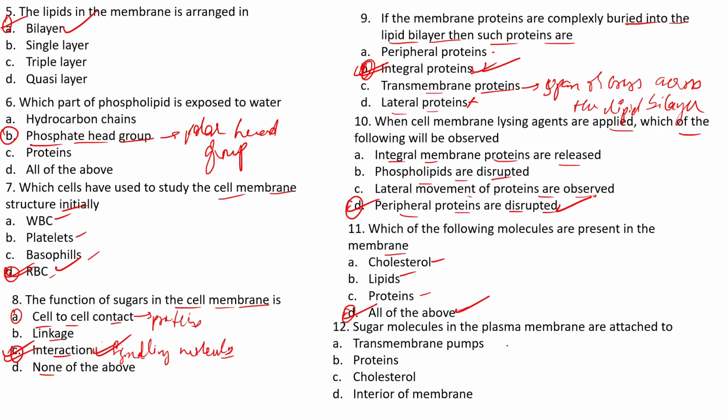Sugar molecules in the plasma membrane are attached to transmembrane pumps, proteins, cholesterol, or the interior of the membrane. They are mainly attached to the proteins. Just go through the diagram in your textbook. You can see that it is mainly attached to the proteins, maybe integral, transmembrane or peripheral, any type of protein. Remember, it's simply the proteins.